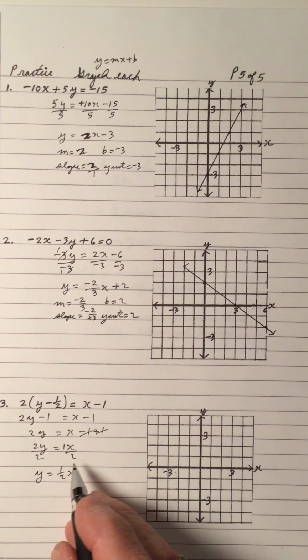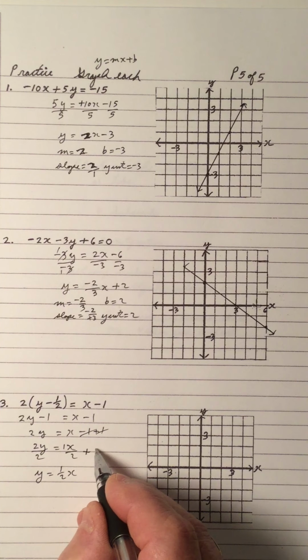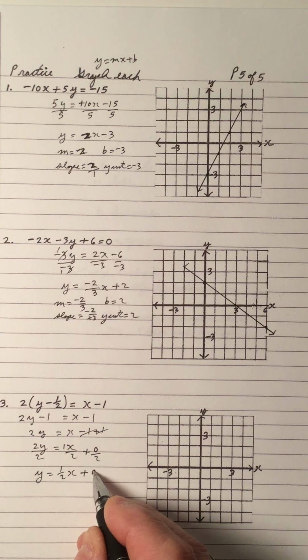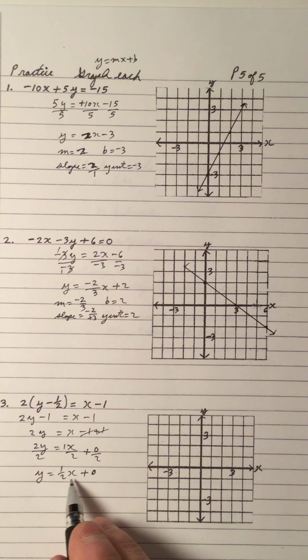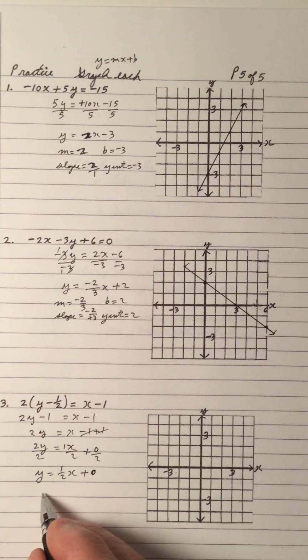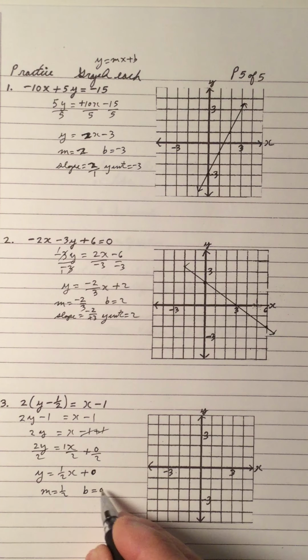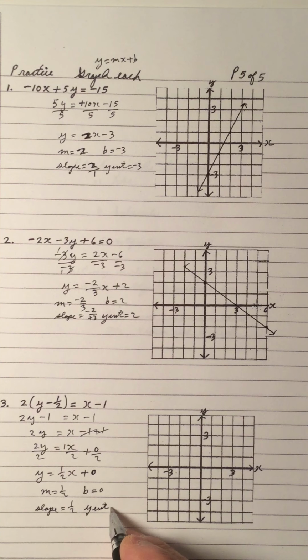Now notice that I cancel these out because they add up to give me 0, but if I left a 0 there, like that, and I divide it by 2, then I would have had a 0 here. Well, we know in math that a half x plus 0 is the same as a half x. But knowing that that's a 0, remember, I have m as a half, and I have b as 0 now. So that's the slope of a half, and my y-intercept is 0.